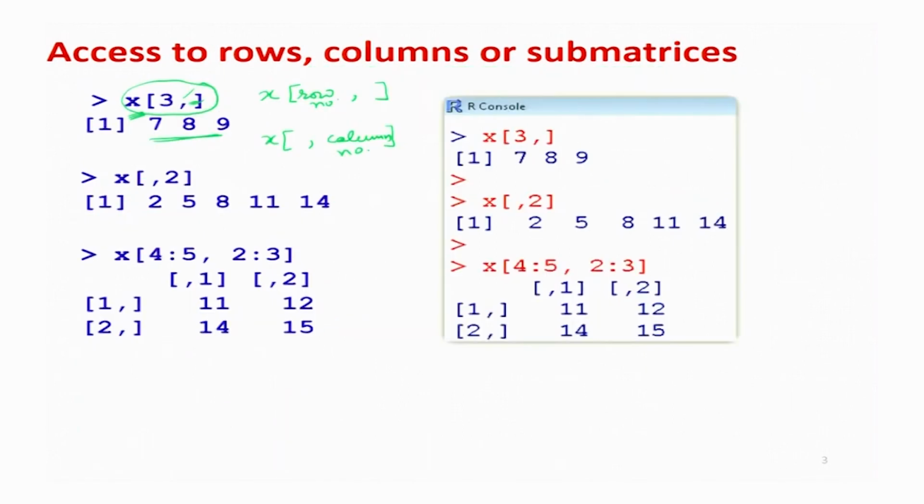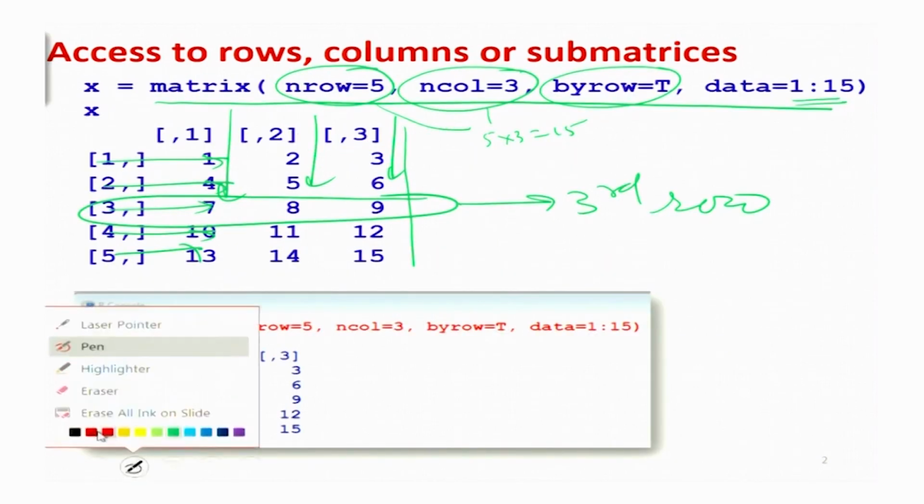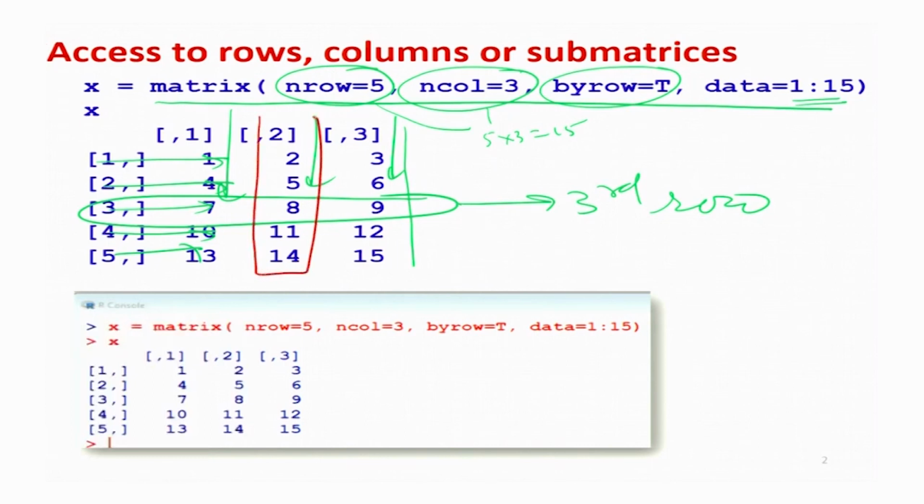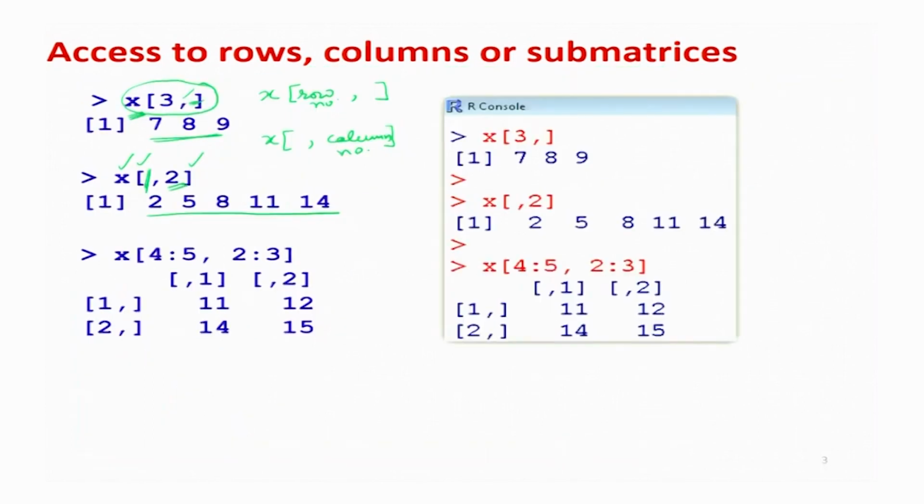Similarly, if you want to access the second column, you write the name of the matrix X and then square brackets, then just write a comma, and before that you leave it blank, and after it write the column number, say 2. So you get the values 2, 5, 8, 11, 14. If you look at this matrix, this is column number 2: 2, 5, 8, 11, 14. Now you can store these values in a particular variable and use it further, and you can access any particular column or row with these commands.